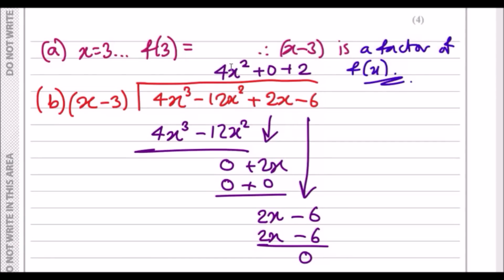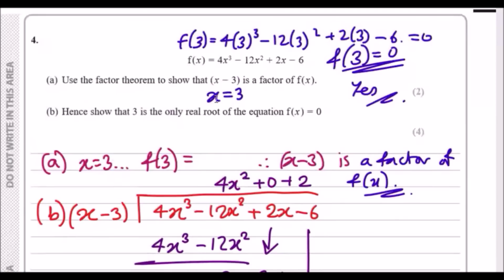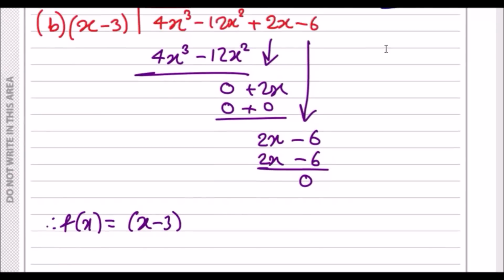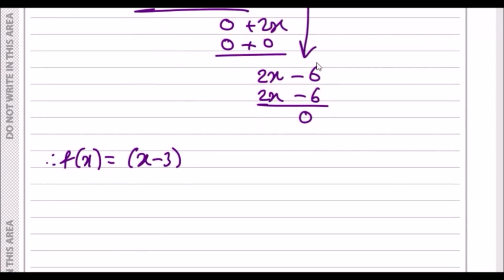So we can say that this term here times x minus 3 will give us the f(x) function. Just summarizing this, the function can be factorized to x minus 3 and 4x squared plus 2. Now, at this stage, we cannot actually solve this any further.